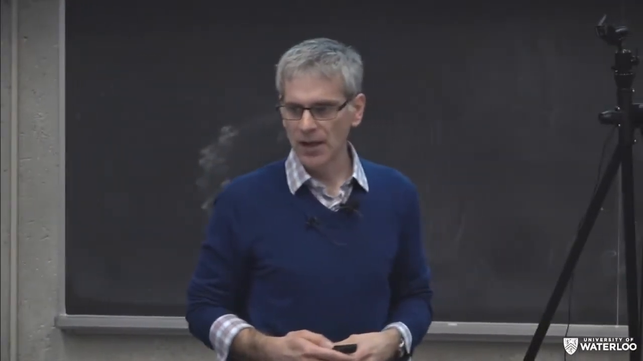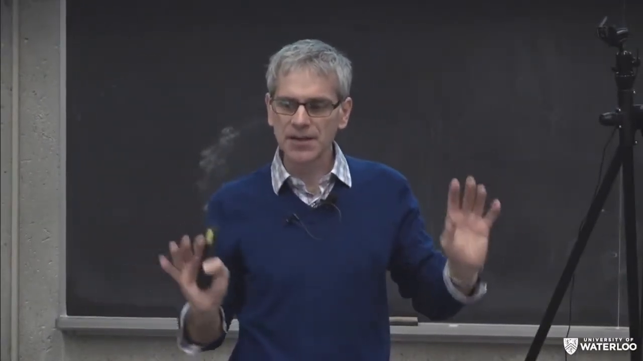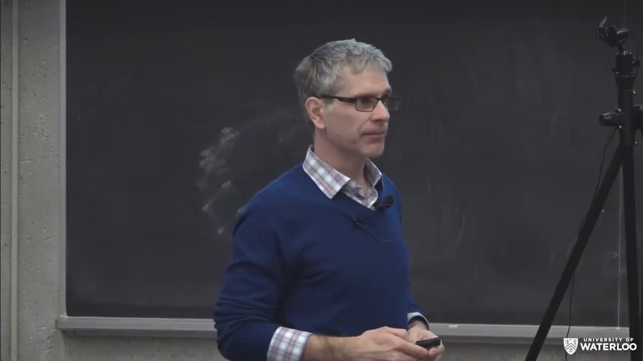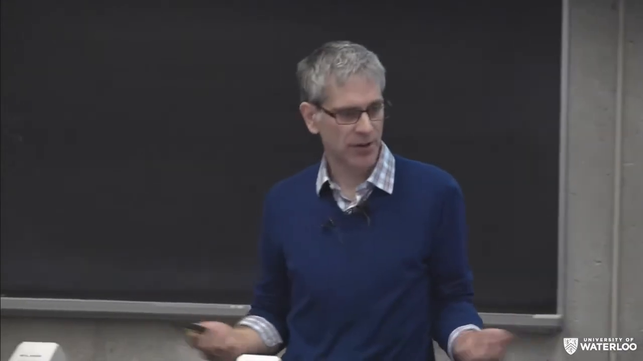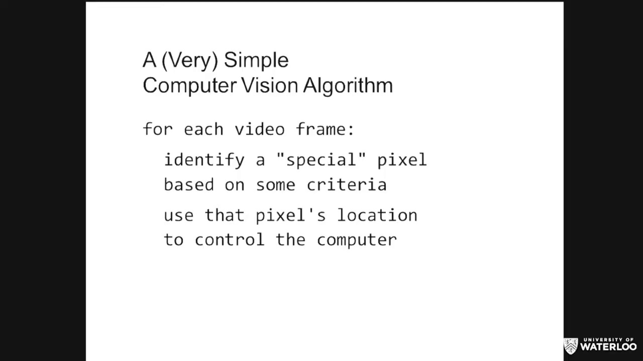So let's do a very simple computer vision algorithm. You've seen this before. This is like pseudocode. For each video frame, I'm going to identify some kind of special pixel. I'm being a bit vague, I'm going to be more precise in a moment, based on some kind of criteria. And I'm going to use that pixel's location to control the computer. This is the interaction part.